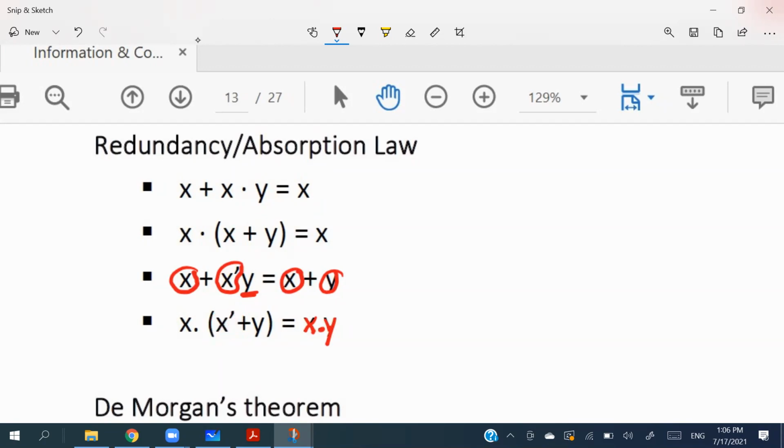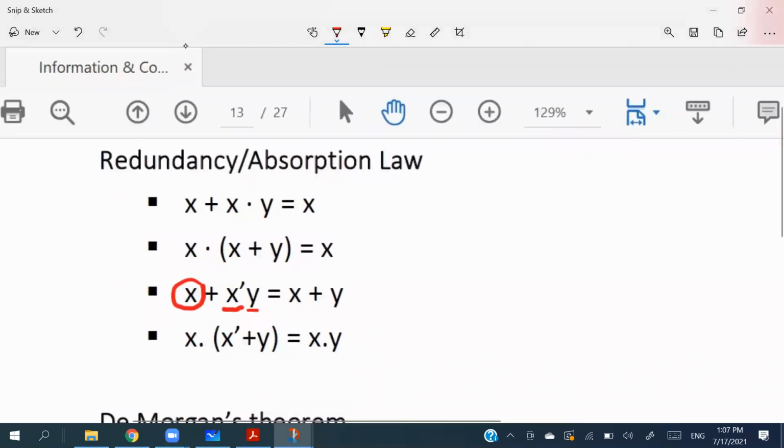Okay, are we clear? Clear, sir. So in the second example again, like the third and fourth laws, you will try to find out something alone, and if you see that one's complement is staying with something else, you can apply either the third law or the fourth law according to the operators that they are using. Okay, how about others? Is that clear?